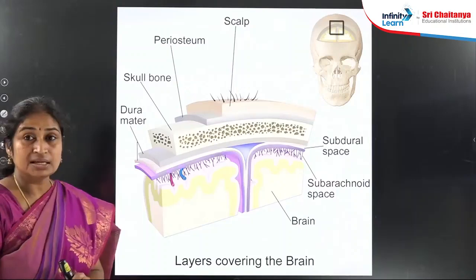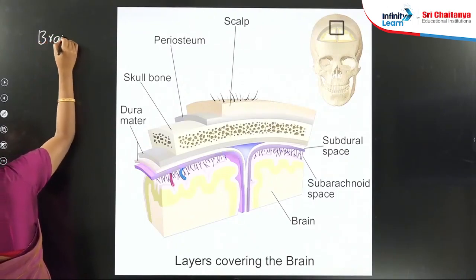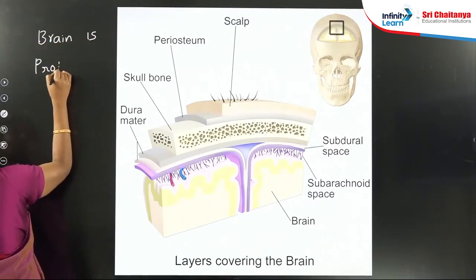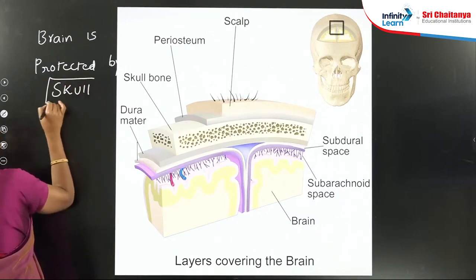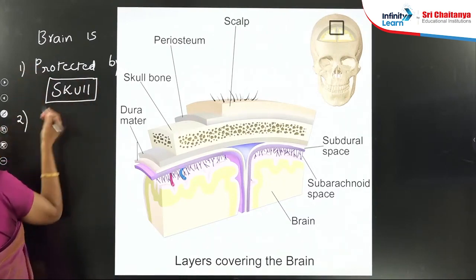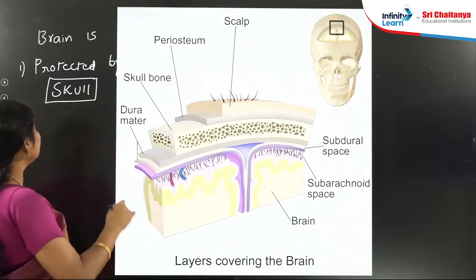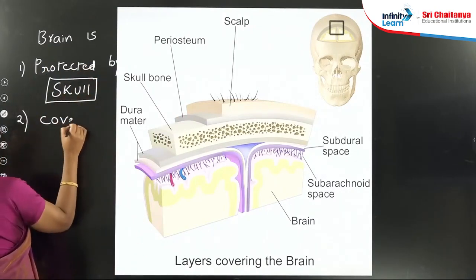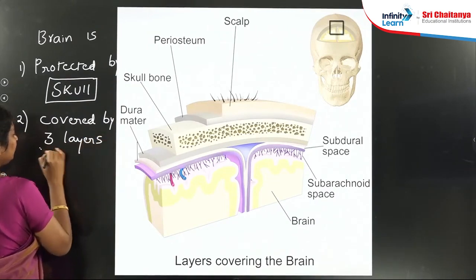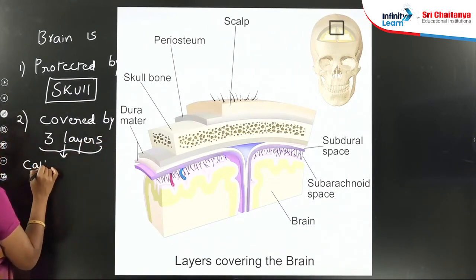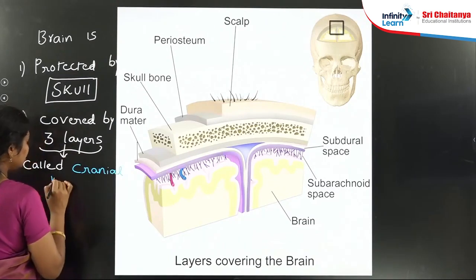Next, the brain is protected by, important point, the skull. Inside the skull, if you cut the skull, the brain is covered by how many layers? Three layers. These three layers are known as cranial meninges.